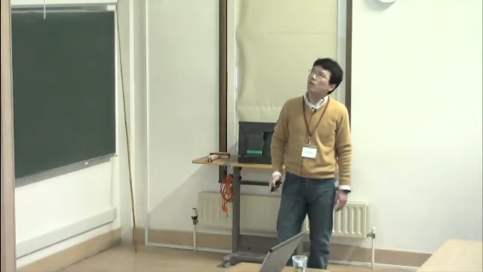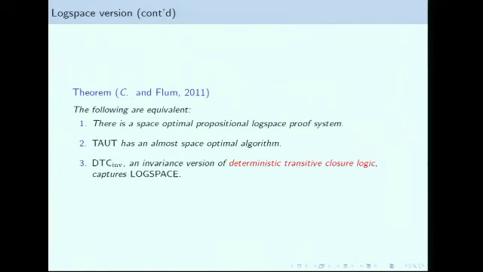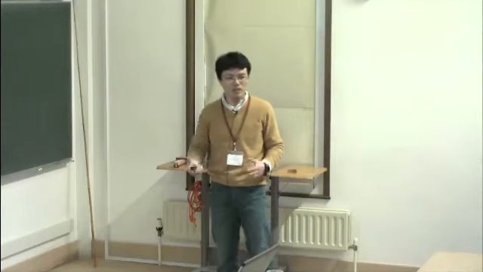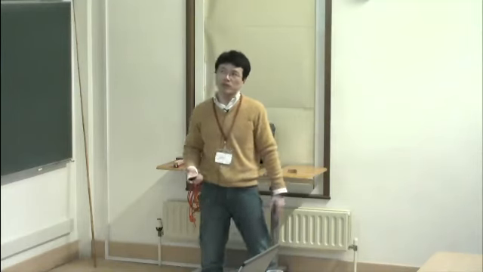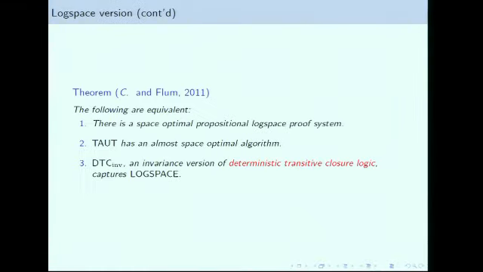What we can show in this direction is that the following are equivalent. There is a space optimal propositional log space proof system. TAUT has an almost space optimal algorithm. The deterministic transitive closure logic, the invariance version of DTC, captures log space. So this shows we can translate all the results to the log space area. So all the equivalences we have seen for nondeterministic log space or polynomial time are only equivalences.